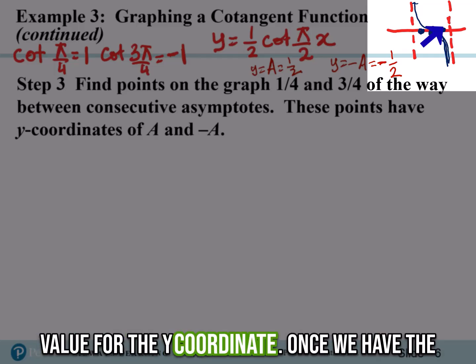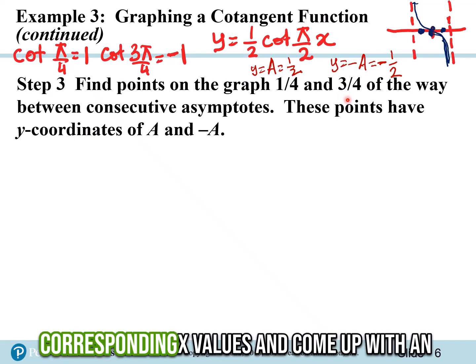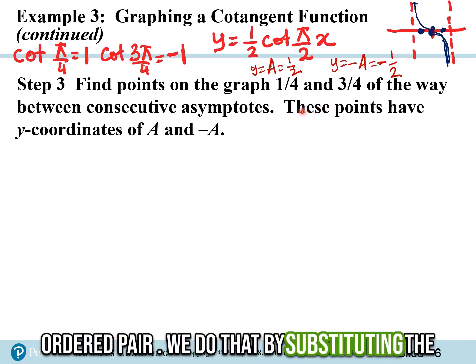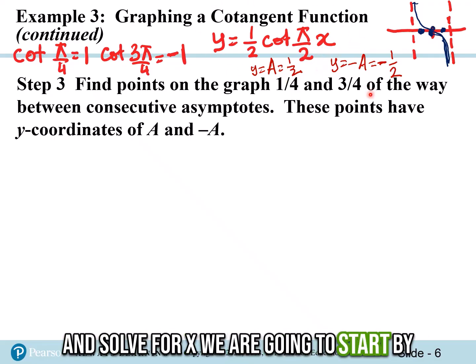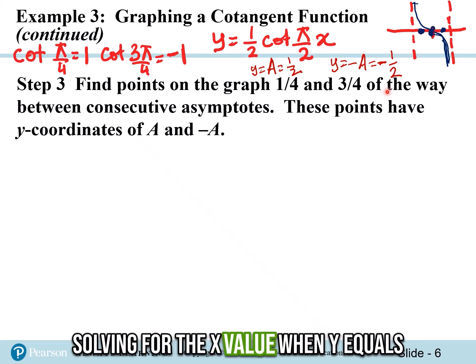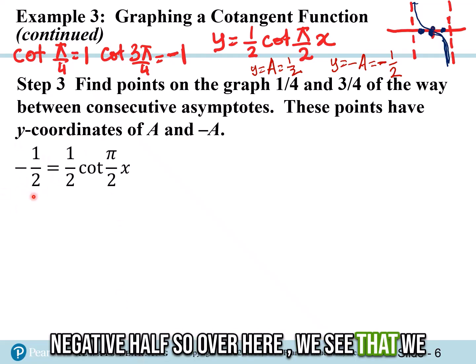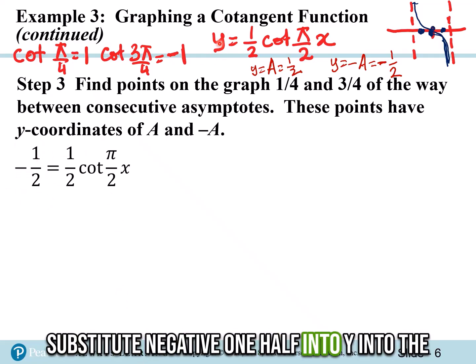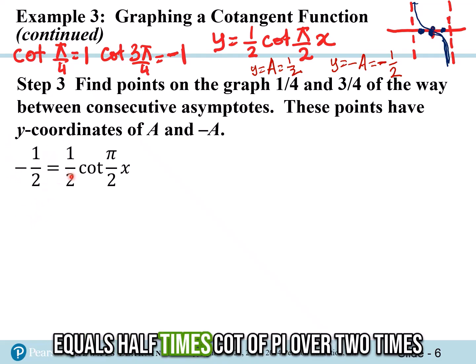for the y coordinate. Once we have the y coordinates, we need to find the corresponding x values and come up with an ordered pair. We do that by substituting the y coordinate values into the given equation and solve for x. We are going to start by solving for the x value when y equals -1/2. So over here we substitute -1/2 for y into the equation, and we end up with -1/2 equals 1/2 times cot of pi over 2 times x.